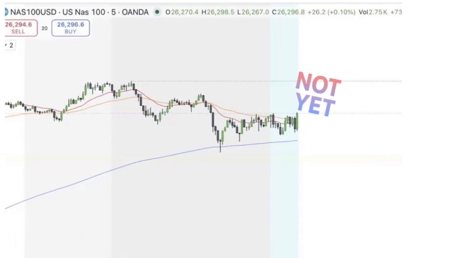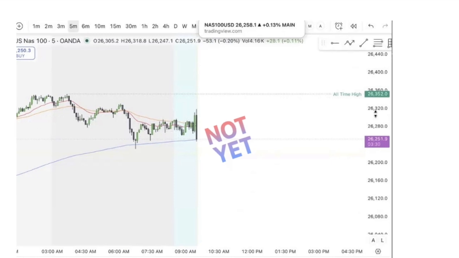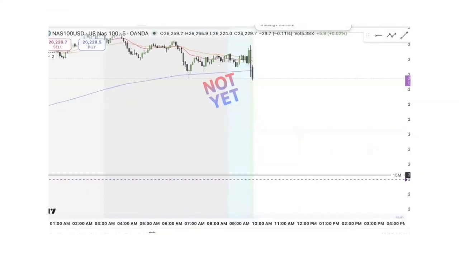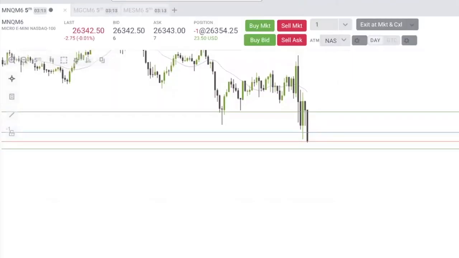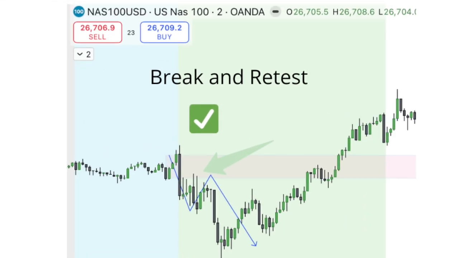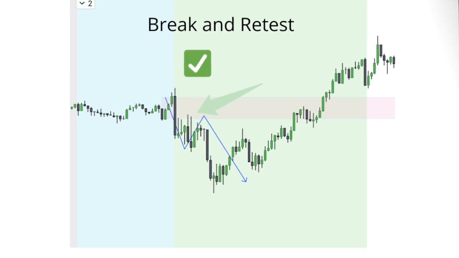At some point, I realized I didn't really need more trades, just better ones. So instead of entering here and here, I started waiting for this one clean trade. In this video, I'll show you how to start taking the setups that matter.